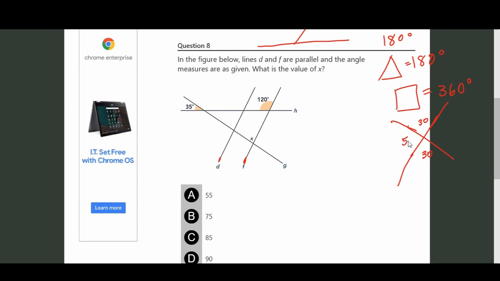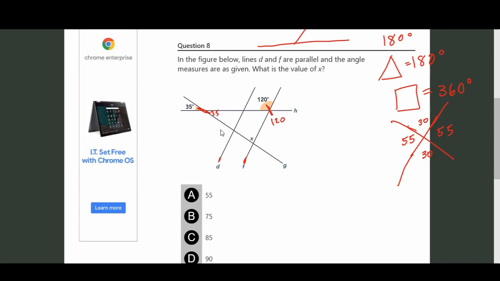Similarly, if this was 55 degrees, this angle over here would be its vertical angle, so that would also be 55 degrees. So let's deal with the vertical angles first, and then we'll go from there. As we can see, these two angles are vertical angles. So if this one's 120, this one's 120. This angle and this angle are vertical angles. So if that one's 35, this one's 35.